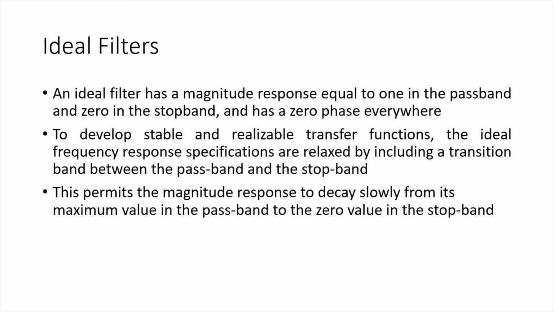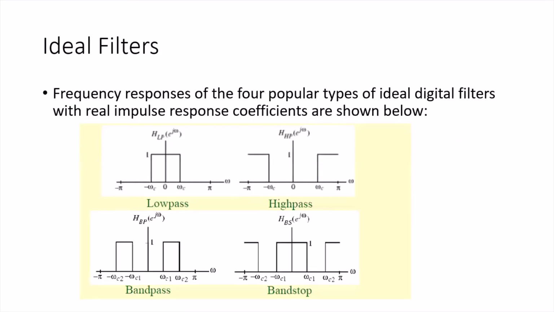These are the four basic famous ideal filters: the ideal low pass filter, the ideal high pass filter, the band pass filter, and the band stop filter. In the ideal low pass filter, the magnitude response is 1 from 0 to omega c, and from omega c to pi it is 0. The high pass filter is the opposite: 0 from 0 to omega c, and 1 from omega c to pi. In the band pass filter, from omega c1 to omega c2 it is 1, and otherwise it is 0. And for the band stop filter, 0 to omega c1 is 1, and omega c1 to omega c2 it is 0.